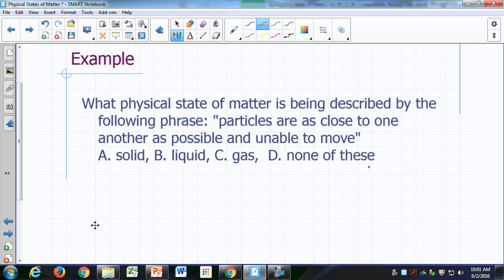They're still moving. So it's not a solid, since the particles are able to move in more or less fixed positions, with small vibrations. The problem with this statement is right here: unable to move.